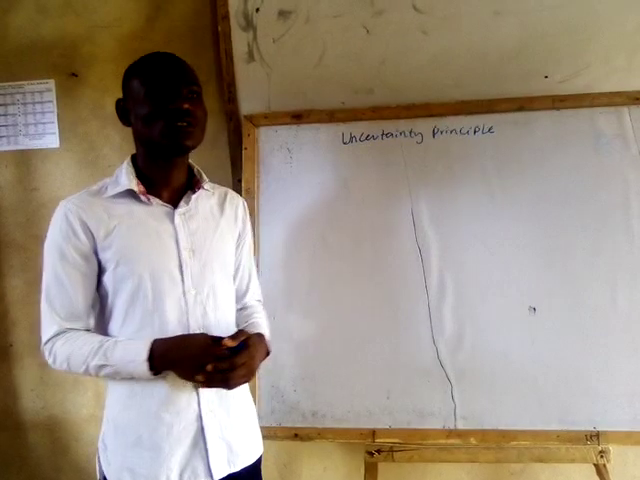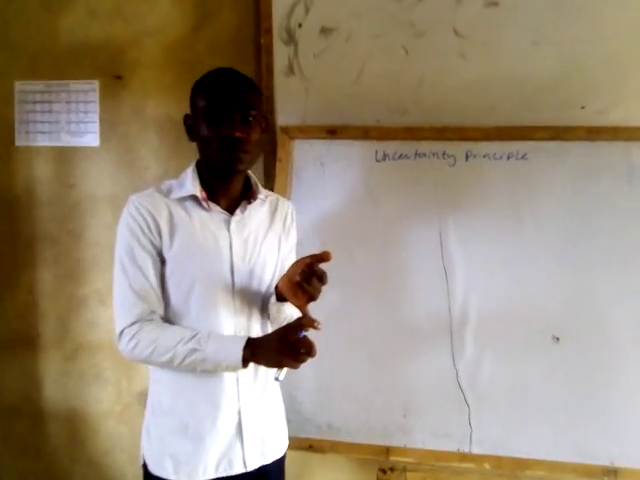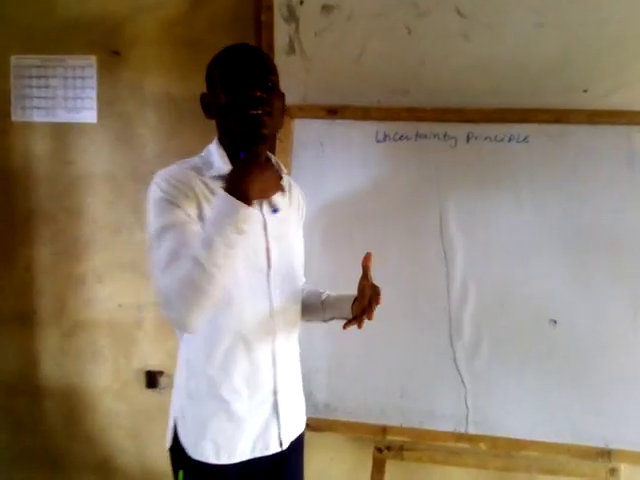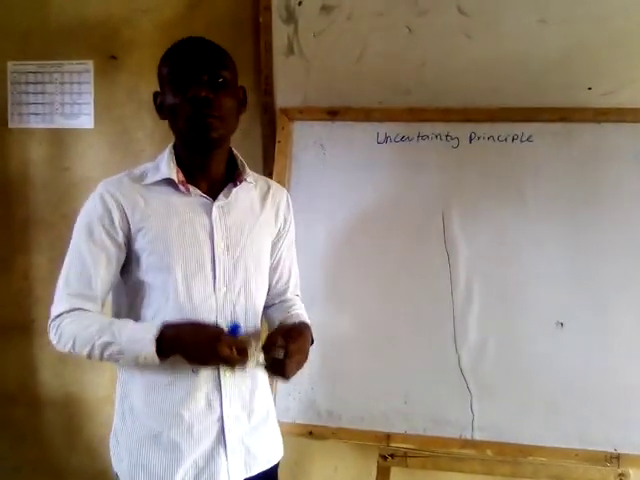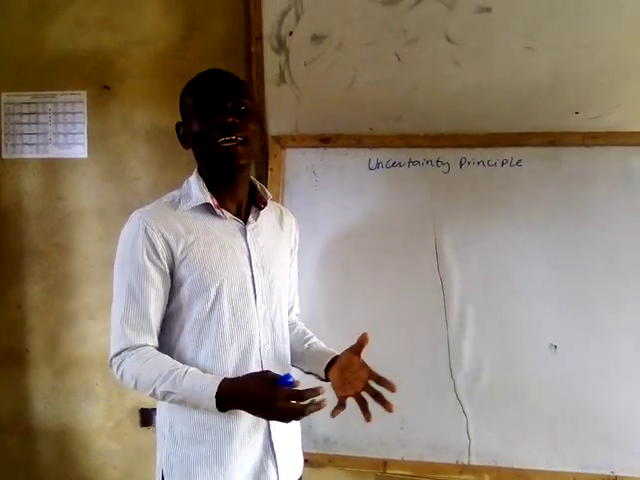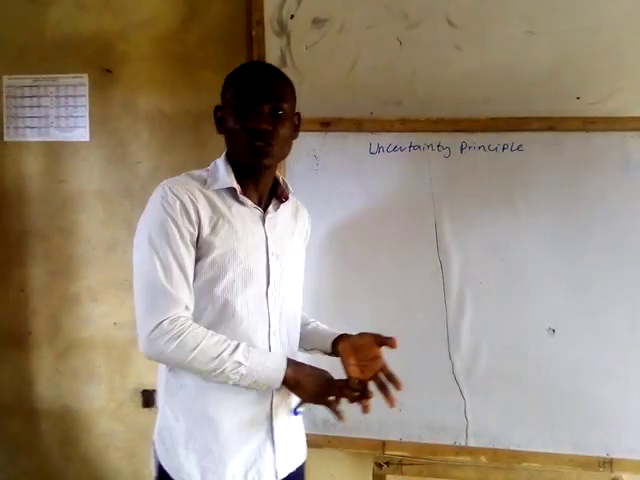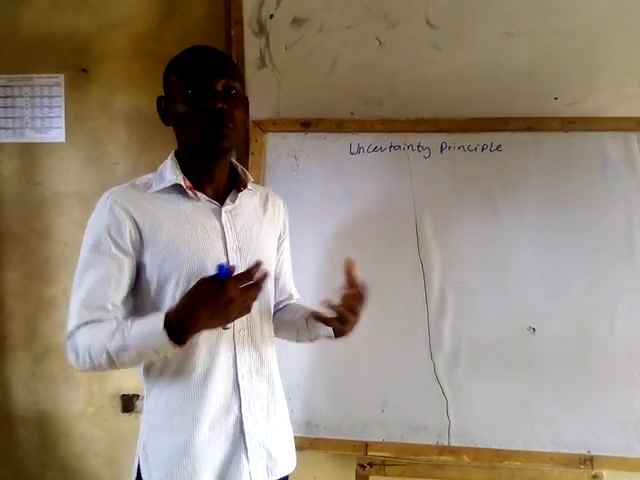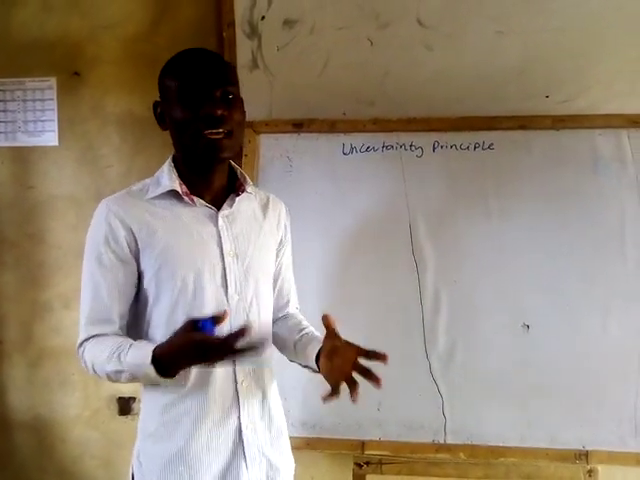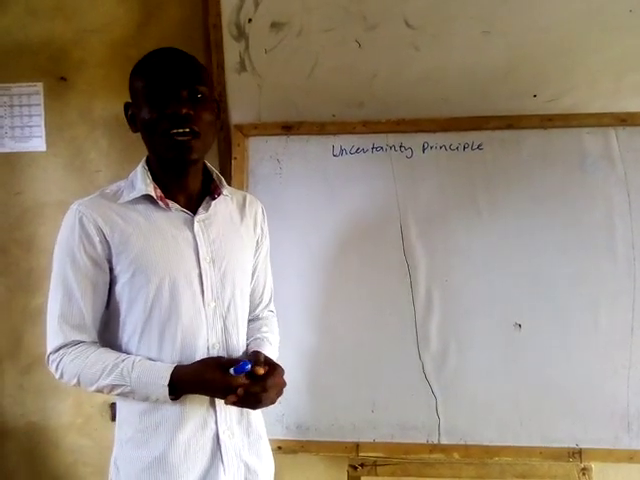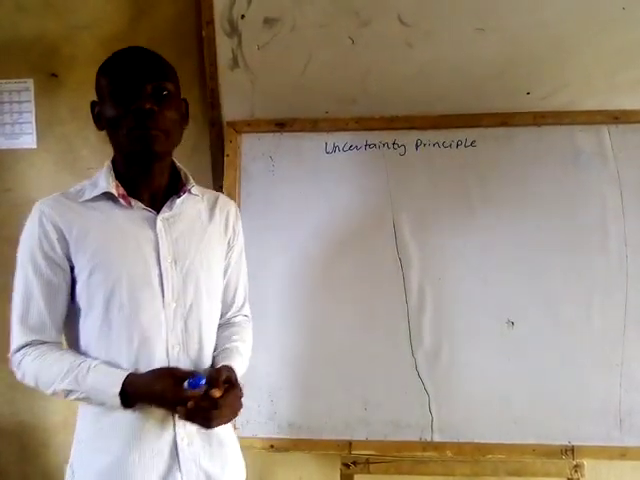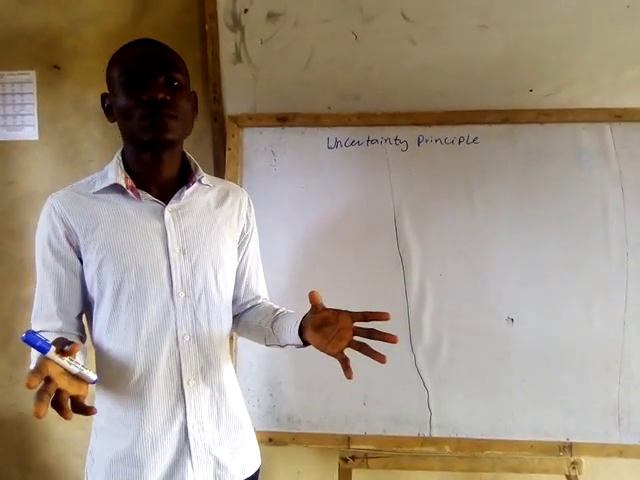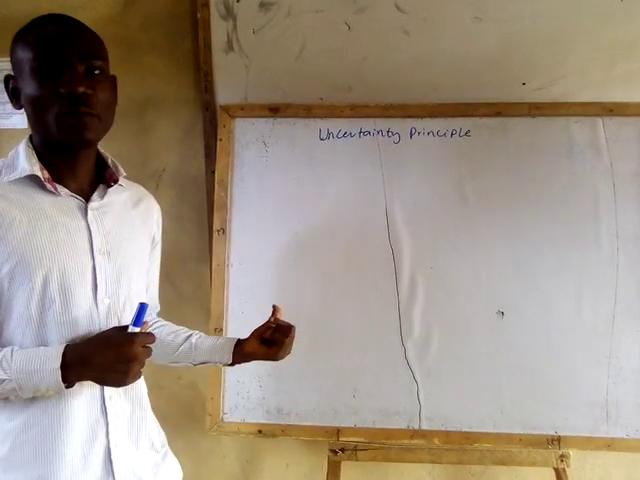This principle shows that neither the position nor the momentum of a particle can be determined simultaneously with great precision. Neither the momentum nor the position of a particle can be determined simultaneously with what? Great precision. That is the principle. Now, this principle can be shown mathematically in two different ways, and it is very, very important to us.